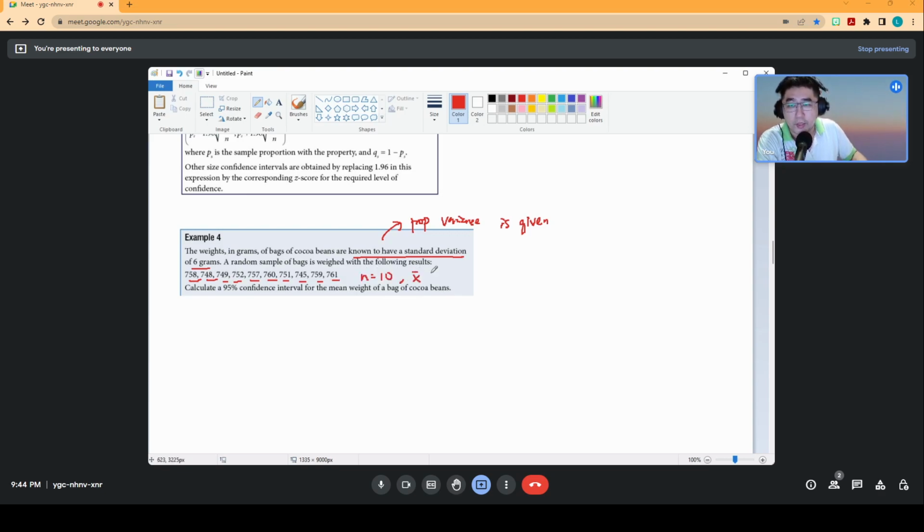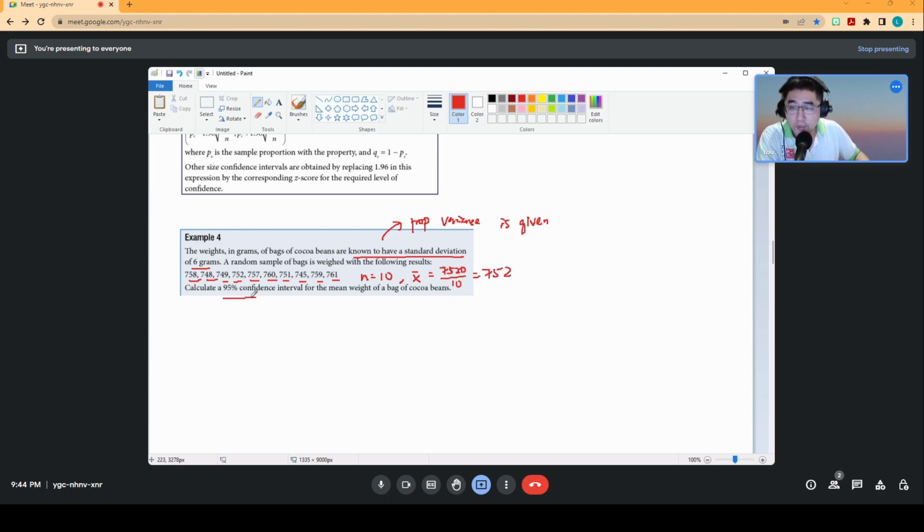So I need the bar x value. So I add the values up: 758 plus 748 plus 749 plus 752 plus 757 plus 760 plus 751 plus 745 plus 759 plus 761. So I have 7520 divided by 10, which is 752.